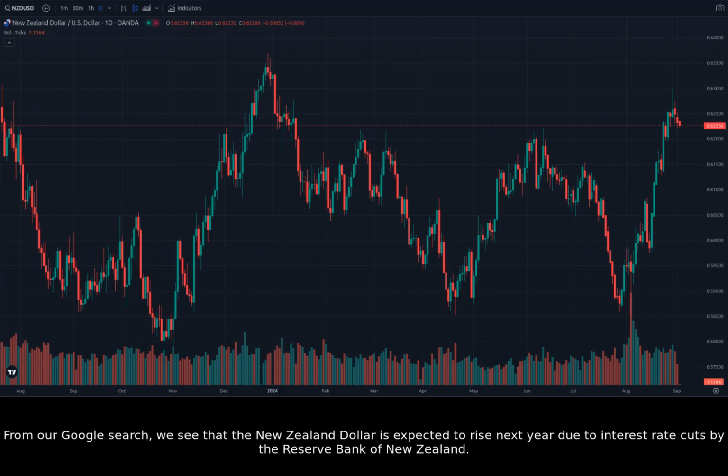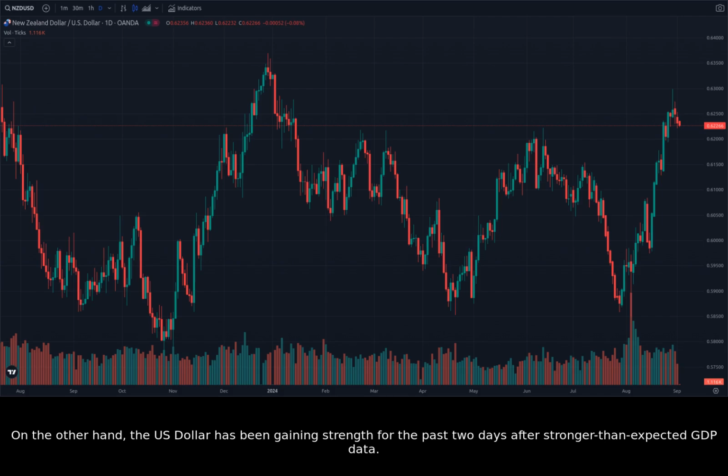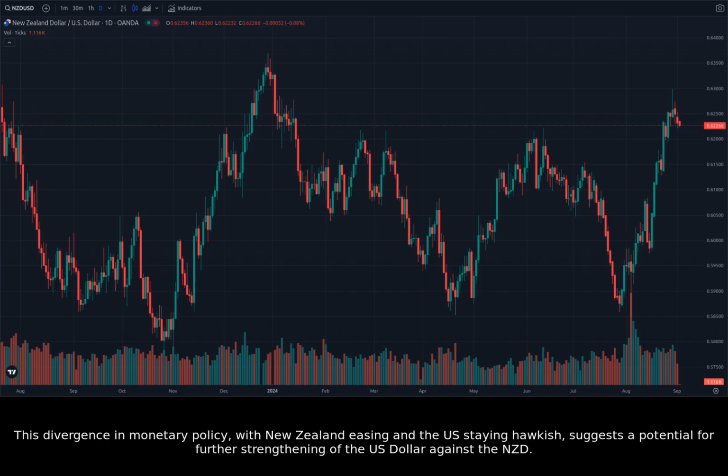From our Google search, we see that the New Zealand dollar is expected to rise next year due to interest rate cuts by the Reserve Bank of New Zealand. On the other hand, the US dollar has been gaining strength for the past 2 days after stronger-than-expected GDP data. This divergence in monetary policy, with New Zealand easing and the US staying hawkish, suggests a potential for further strengthening of the US dollar against the NZD.